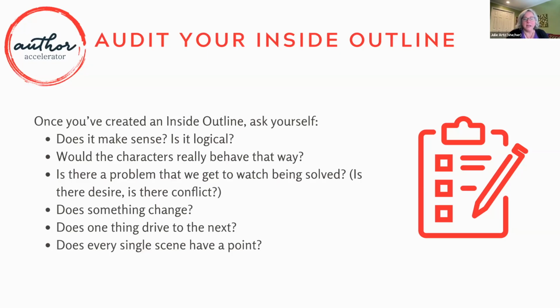Is there a problem in each particular scene that we, the reader, get to watch being solved? Like, is there a desire? Is there a conflict? So often I hear people say, well, that scene's there because it has to introduce XYZ character, or that scene's there because it has to show this piece of history or this piece of worldbuilding. But what you're really looking for is that each character or each scene has that conflict and that story goal that keeps the tension high. And if it also reveals setting, historical details, introduces other characters, etc., all the better.